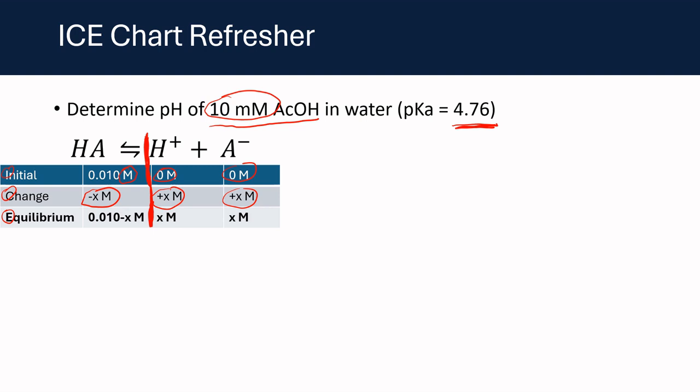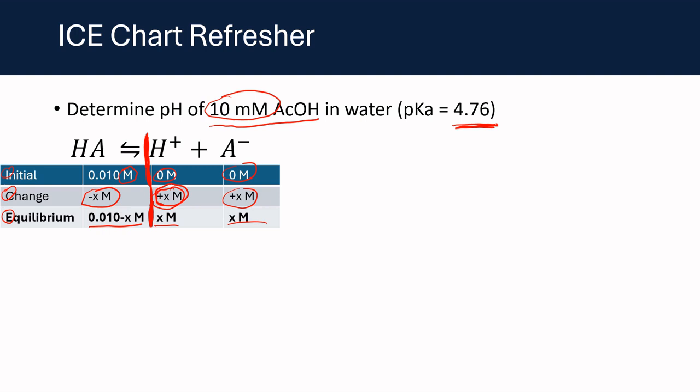The concentration of acetic acid at equilibrium will be the starting amount, 10 millimolar, minus a certain unknown amount that we have to figure out. And that's going to be expressed as 0.010 molar minus X molar. And both H plus and A minus will increase by an amount of X. So it's going to be 0 molar plus X molar. Hence, they will both be X molar. And our goal here is to calculate what is X. Once we know what X is, we know the H plus concentration, and we can convert that to a pH.